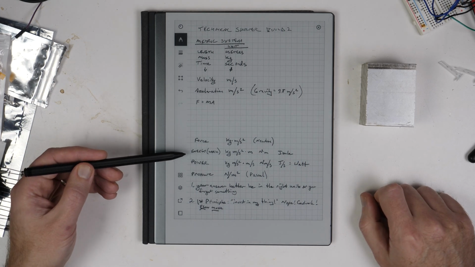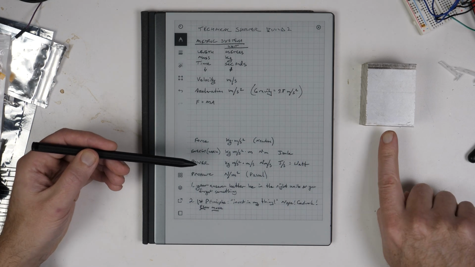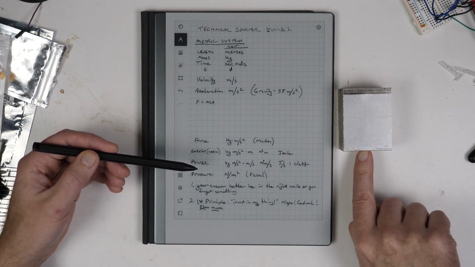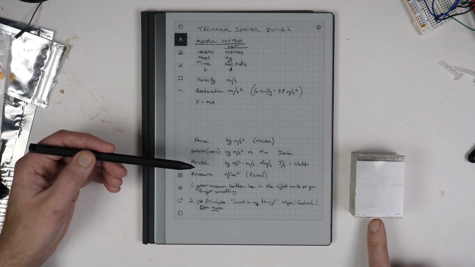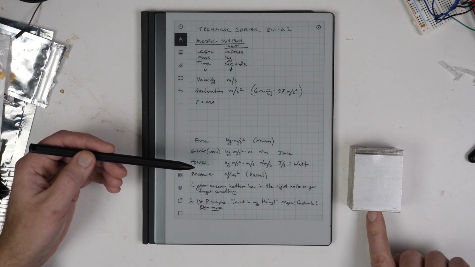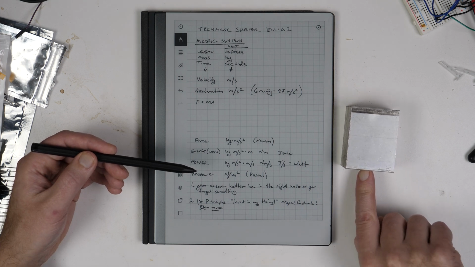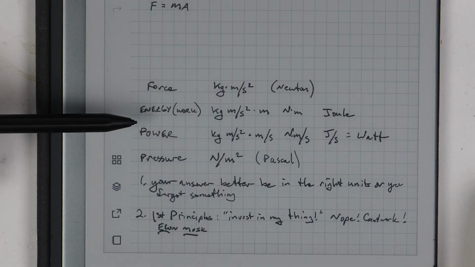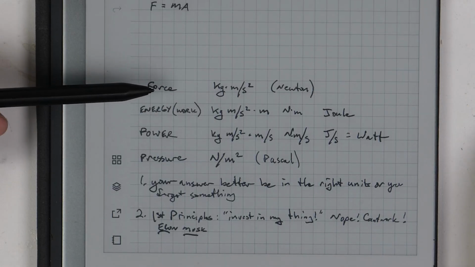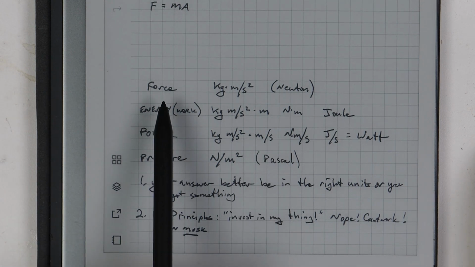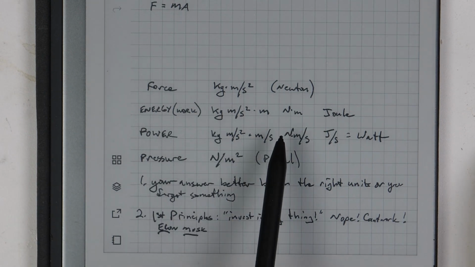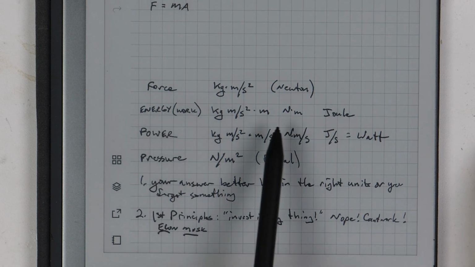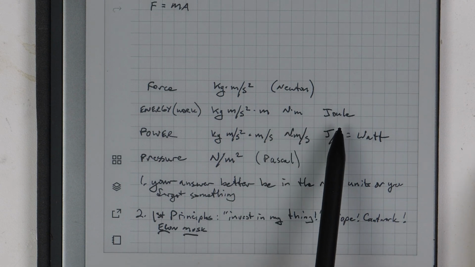Now, if we're going to talk about energy or work, that is the work it takes to move it from point A to point B. So I am going to give it a force that is something less than the weight of it, and push it a distance. And so the force times distance is our work or our energy. If the force is in newtons and the distance is in meters, then we end up with newton meters for our work, which is the unit of joules.